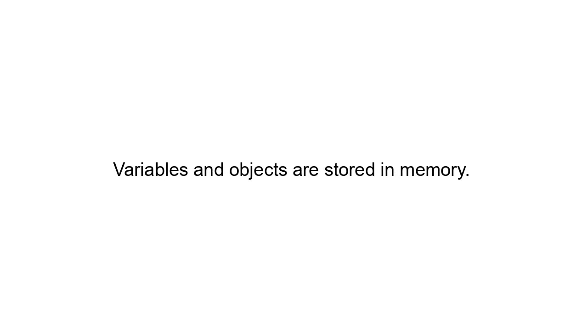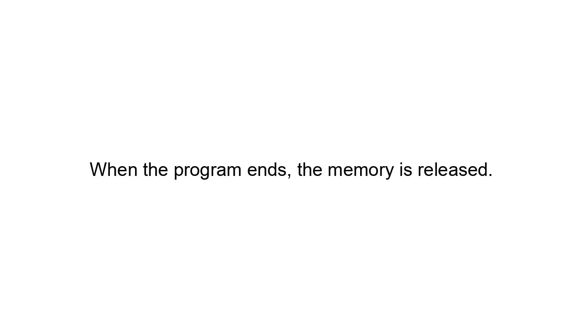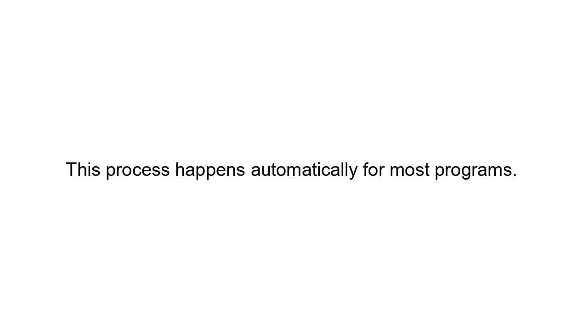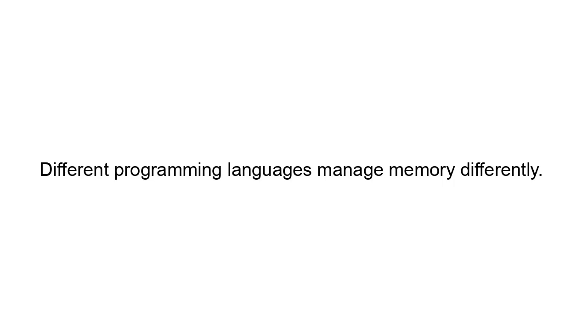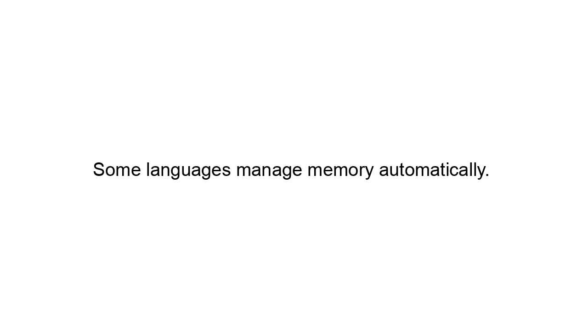Memory and program execution. When a program runs, the operating system allocates memory. Variables and objects are stored in memory. The program uses memory to perform operations. When the program ends, the memory is released. This process happens automatically for most programs. Example: temporary memory use. a = 5, b = 10, c = a + b. Memory stores a as 5, b as 10, c as 15. The values exist only while the program runs.